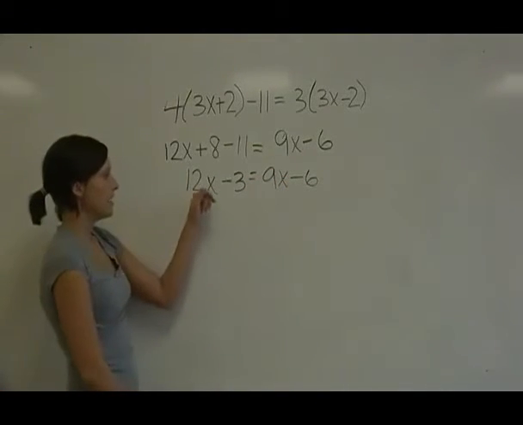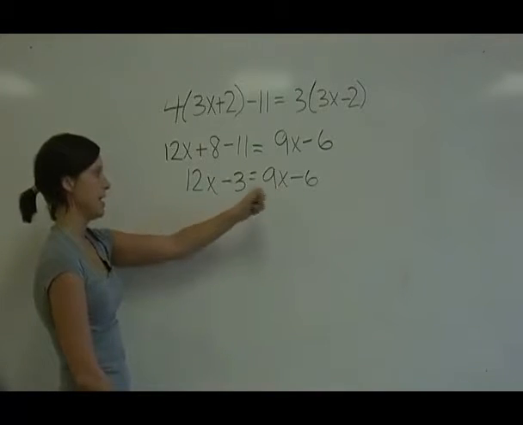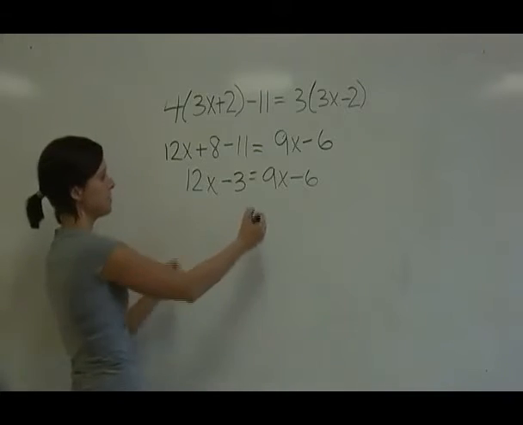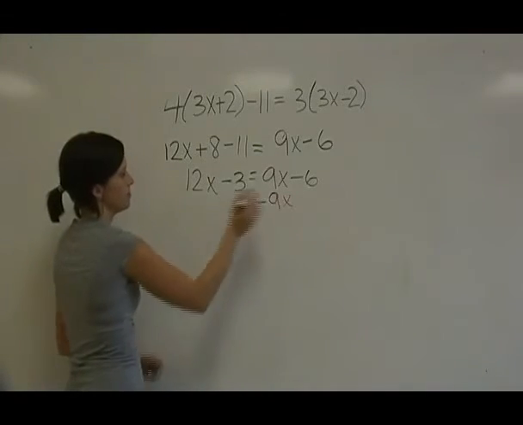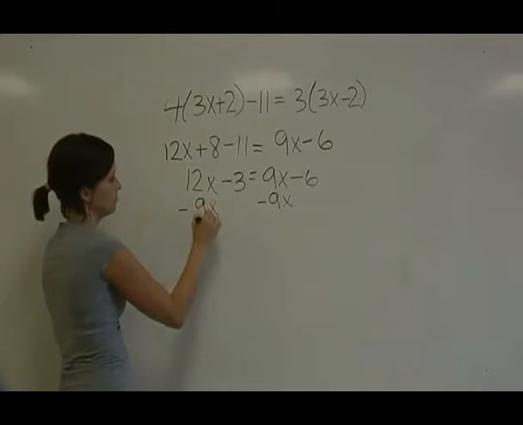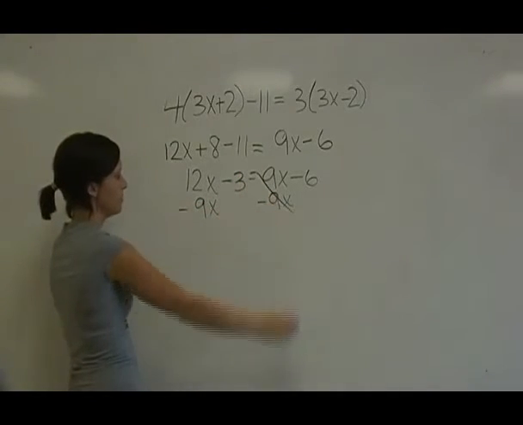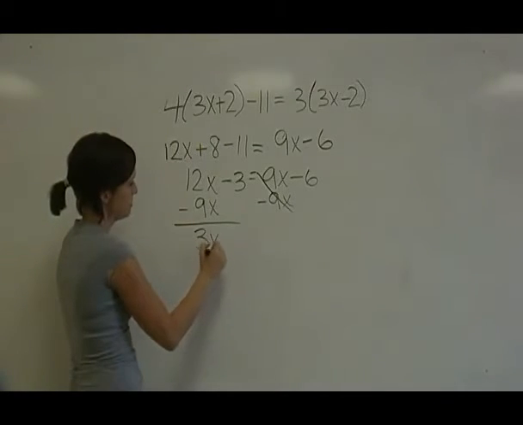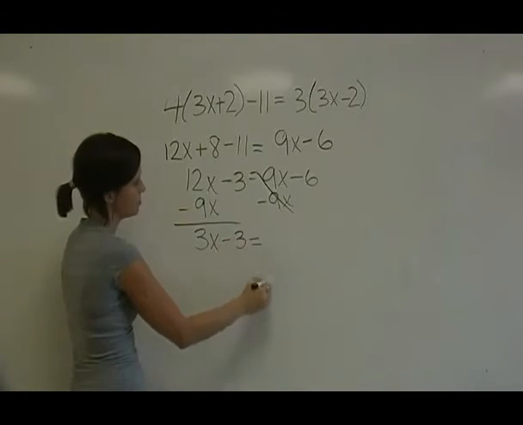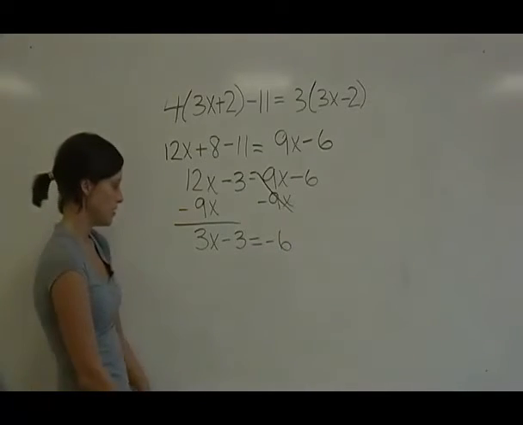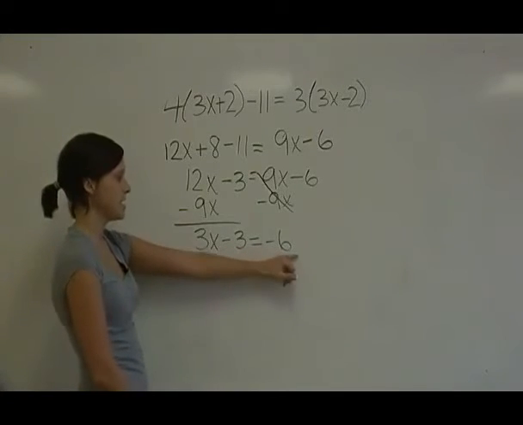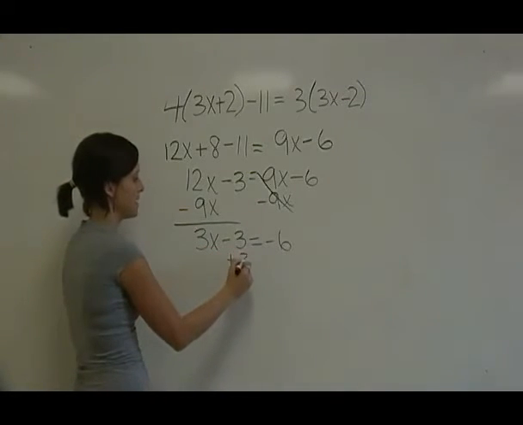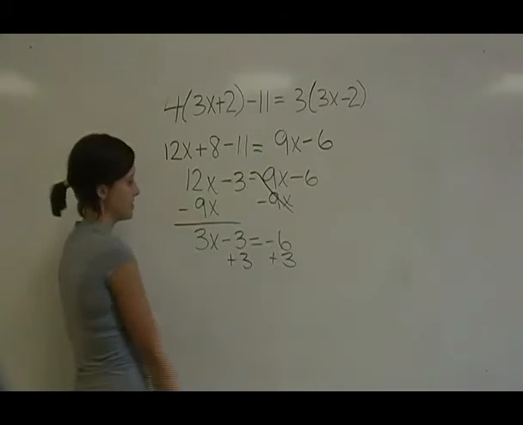Okay, to isolate our x on this side, we're going to have to bring our 9x to the left. It's a positive 9x, so we're going to subtract 9x from both sides of the equation. Okay, this one cancels out. This one we have 3x minus 3 equals a negative 6. We still have our whole number on the left side and we need to get it to the right. Since it's subtracted on this side, we're going to add 3 to both sides of the equation and simplify.